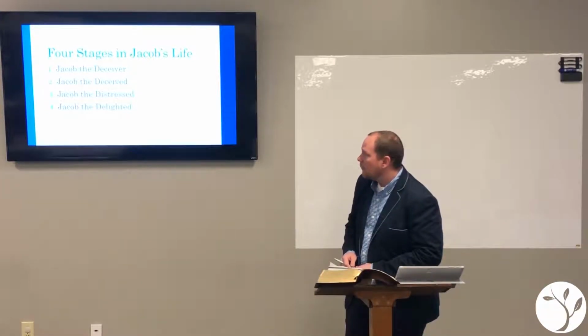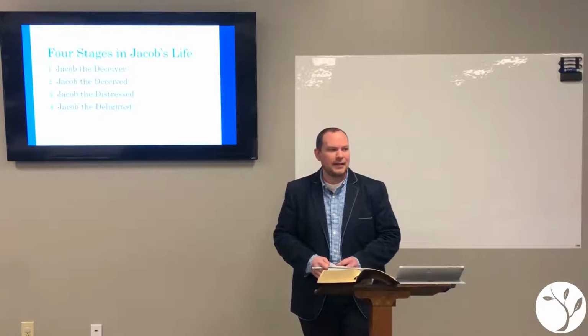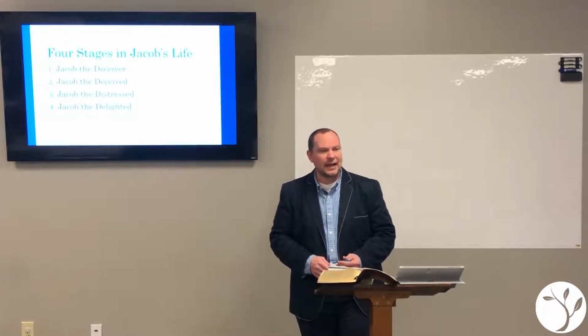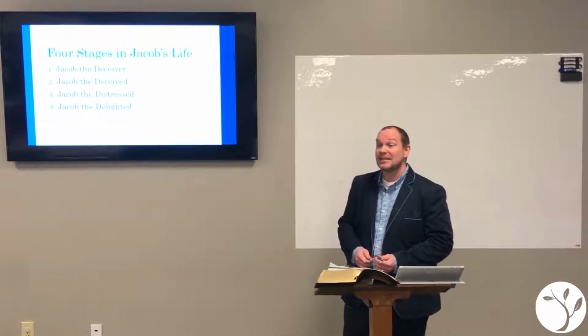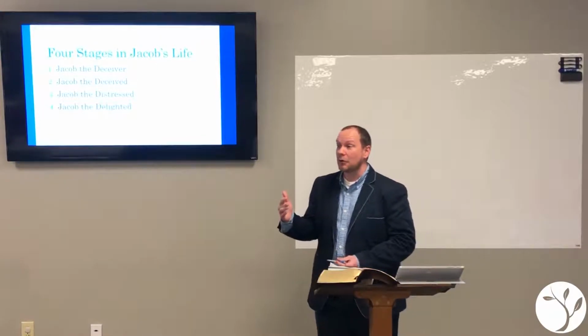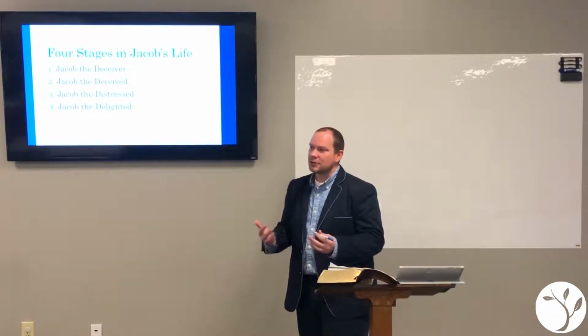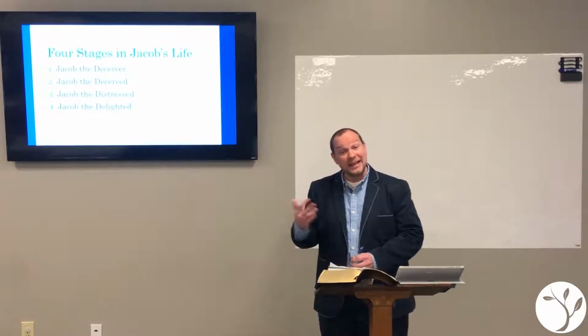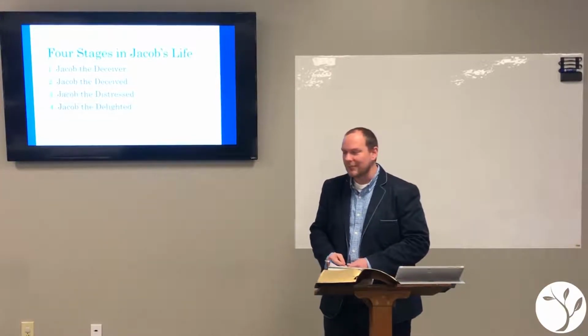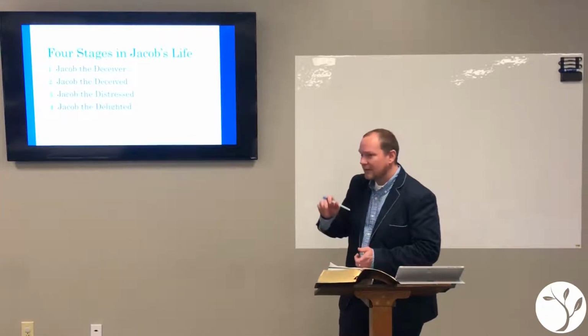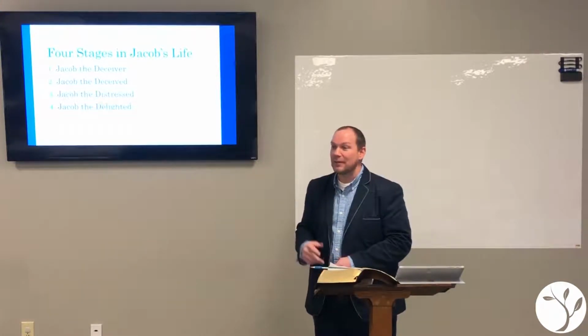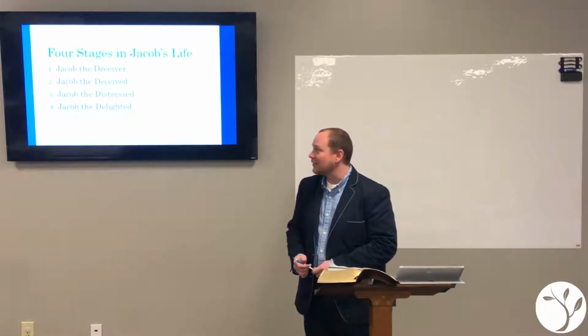And then Jacob goes from being the deceiver to being the deceived. Specifically, Jacob was going to be deceived by his father-in-law Laban. And he was tricked into marrying Leah rather than Rachel initially. And so the tables were turned on Jacob, and he went from being the trickster to being the tricked.